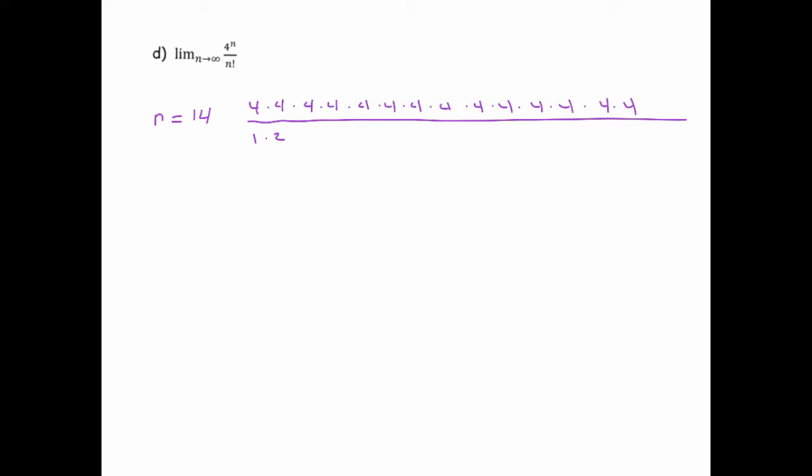let's just look at the first 14 terms here. So I'm actually going to write them out. I'm going to write out all 14 fours here. Just bear with me. So there's 14 fours. And 14 factorial would look like this: 1 times 2. I'm going to line them up as best as I can.